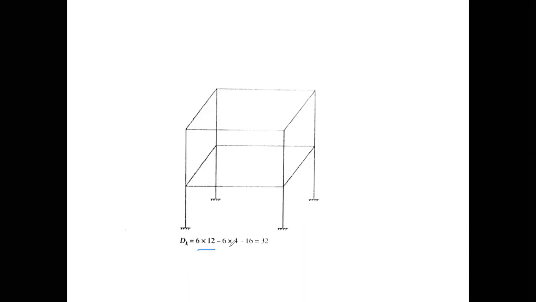What is r? R is the number of internal reactions, and I already told you in the previous lectures that if a joint is rigid, then in a 2D frame the number of internal reactions at each rigid joint is 3, and for a 3D frame it is 6. So 6 at each joint, 6 here, 6 here, 6 here, and 6 here. So it is 6 multiplied by 4, minus 16. 16 is the number of members.